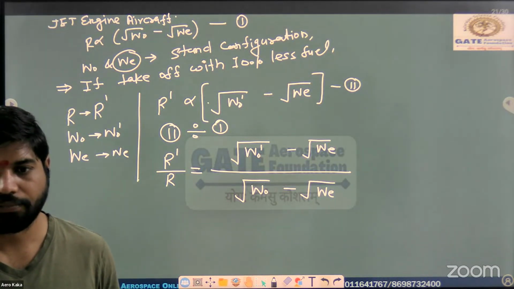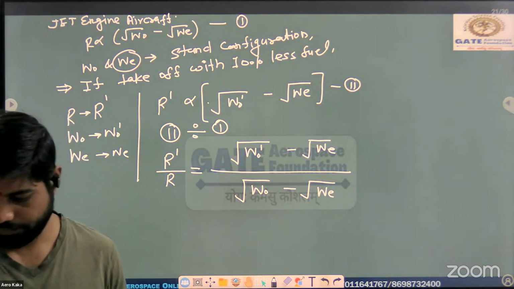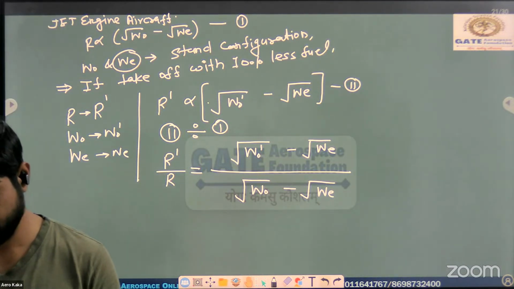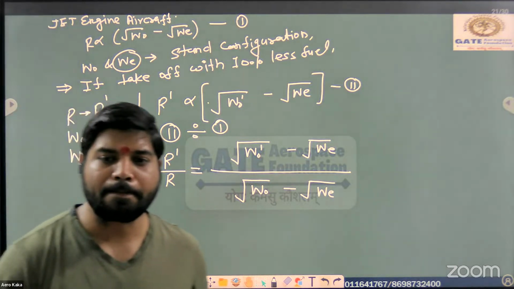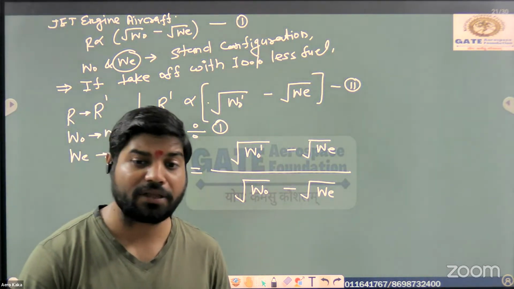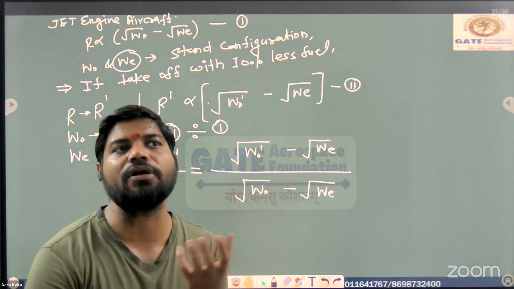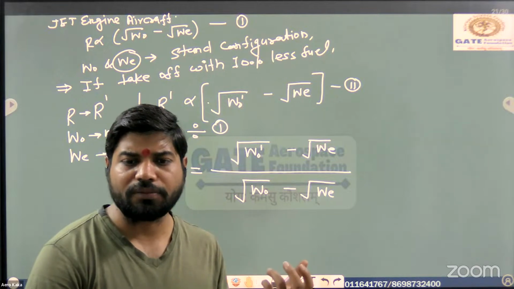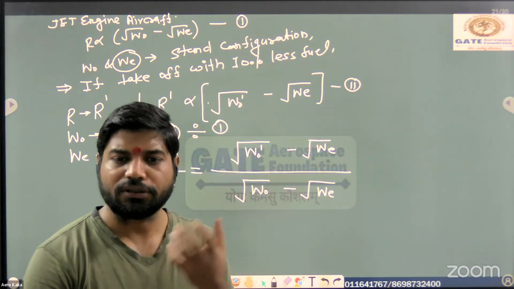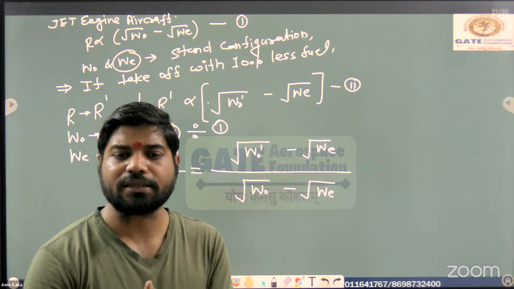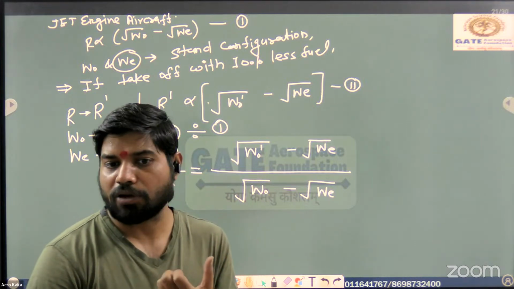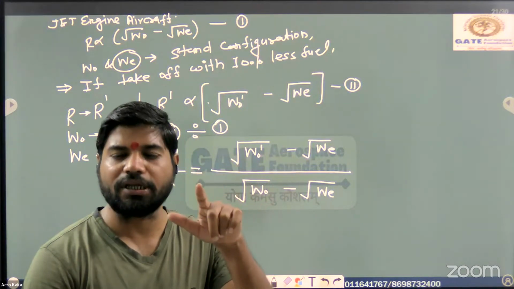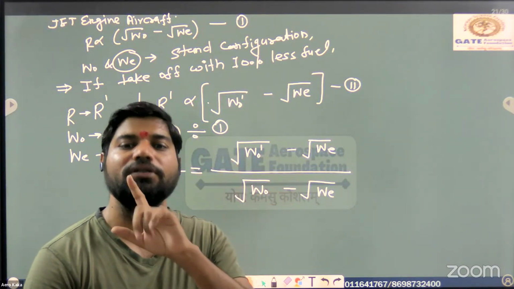Yes, sir. Now, what can we do? Take root of WE common from numerator and denominator. Remember, W naught is WE plus WF. Similarly, W naught prime is WE plus WF, with 10% less amount of the fuel. So please take care: W naught prime is equal to WE plus 0.9 times WF.